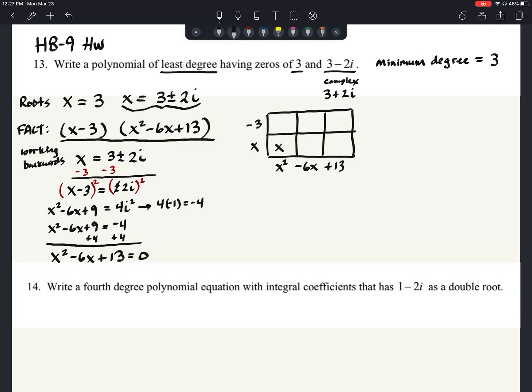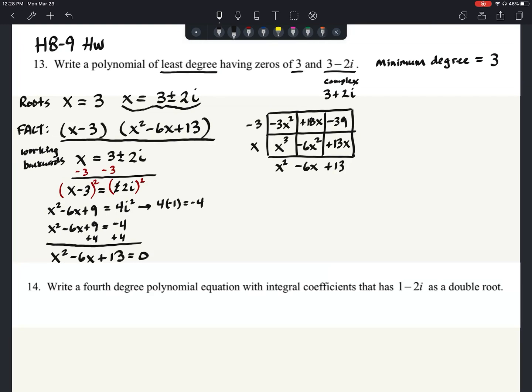So the area of this box should be an x to the third. This should be a negative 3x squared. This should be a negative 6x squared. This should be a positive 18x. This should be a positive 13x. And this should be a negative 39.